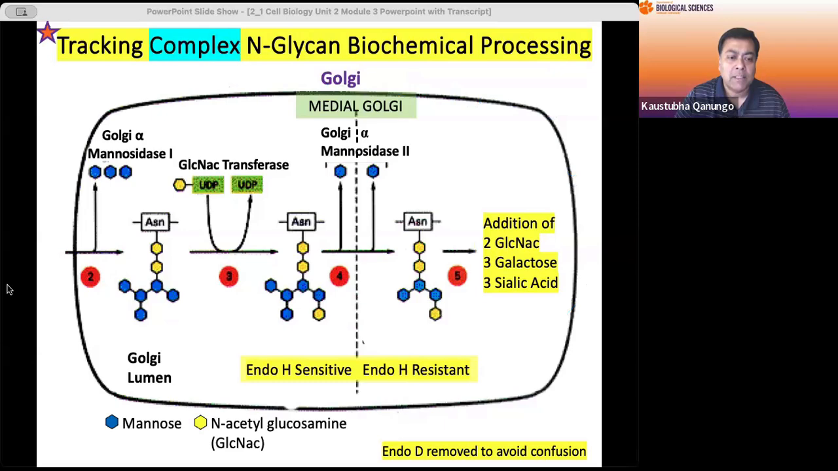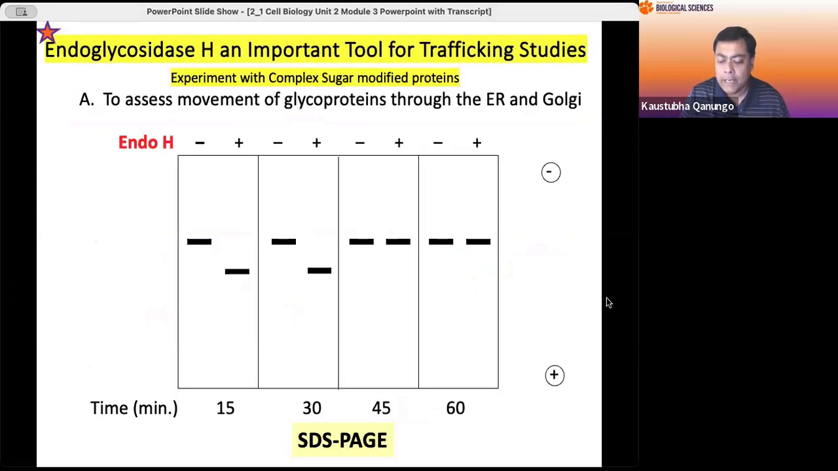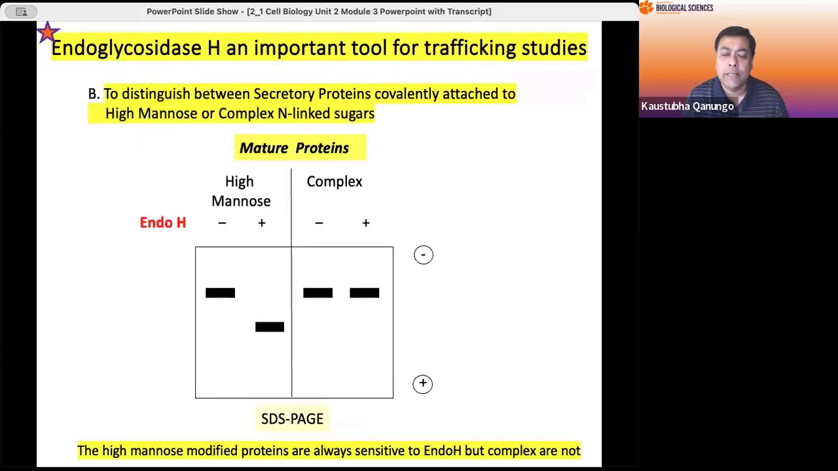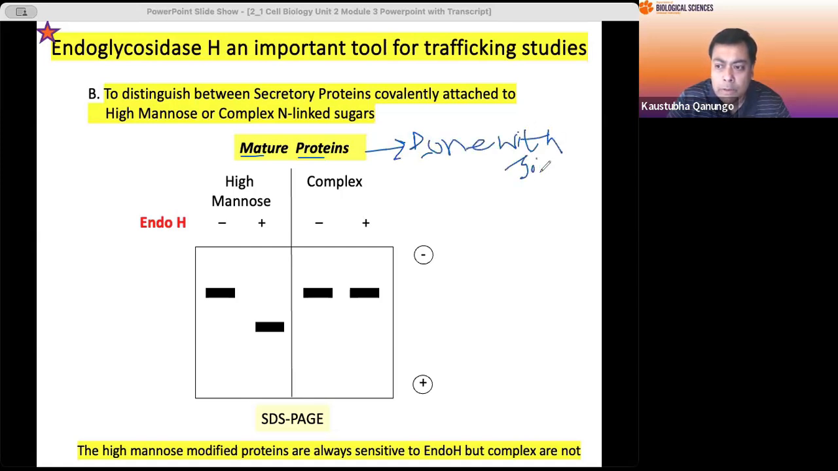Multiple questions can be asked from that set of data analysis. So let's take a look at this. We'll skip this one and go to the next one first. So first, what we are seeing here are the proteins which are completely mature. Each word is important. What we mean by mature protein is that they are done with Golgi. All the modifications are done in the Golgi. So that is what we mean by mature proteins.